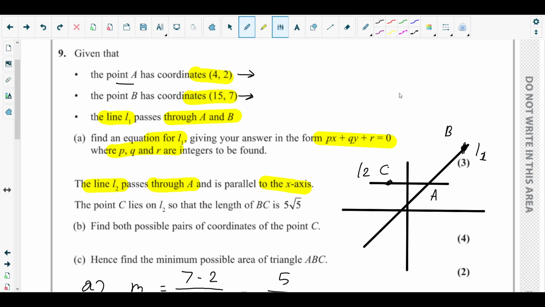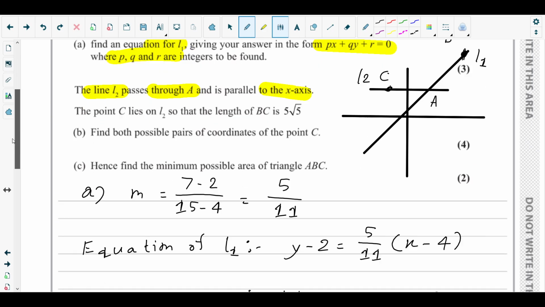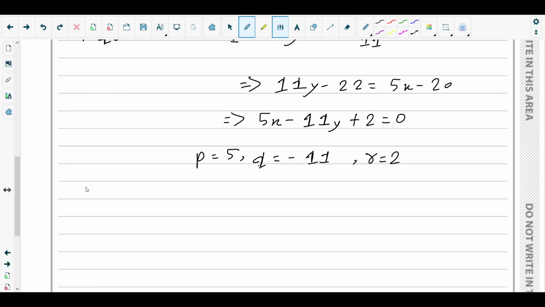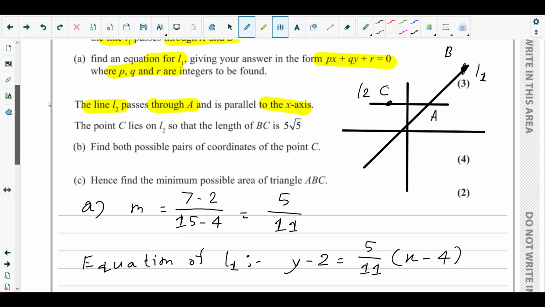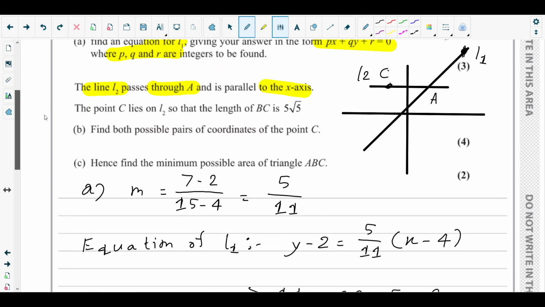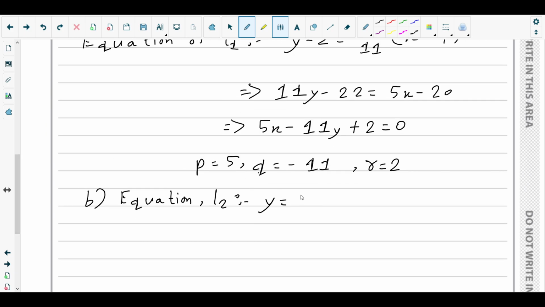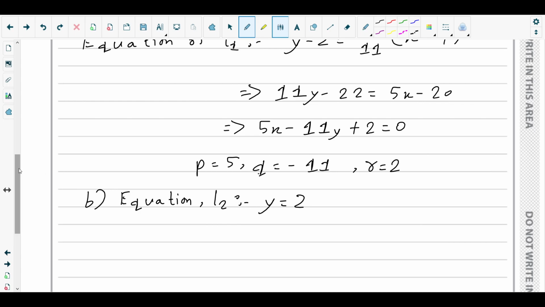So the equation of line L2 would be y equals to something. Since it is a horizontal straight line, that would be y equals to something. So what would be the equation of line L2? It is y equals to the y coordinate of point A, which is nothing but 2. So y equals to 2. Okay, we got the equation of line L2.